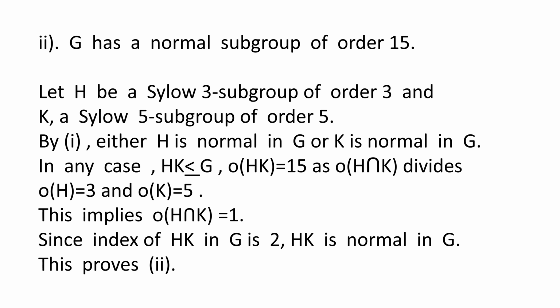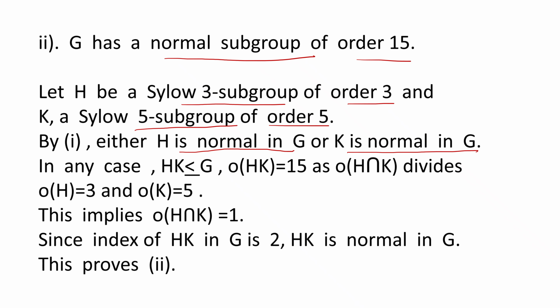Now we come to part 2 of this problem, which says that if the order of the group is 30, then G has a normal subgroup of order 15. Now we prove this. Let H be a Sylow 3 subgroup of order 3 and K be a Sylow 5 subgroup of order 5. Then by result 1, we know that either the Sylow 3 subgroup or the Sylow 5 subgroup is normal in G. That is, either H is normal in G or K is normal in G.